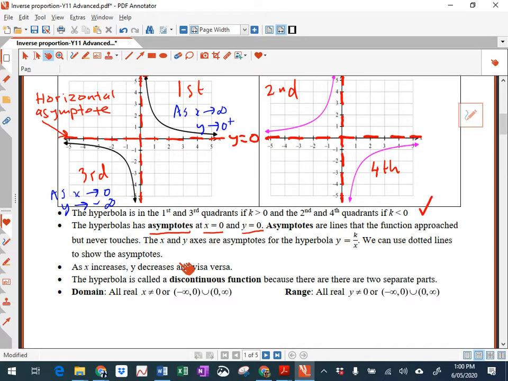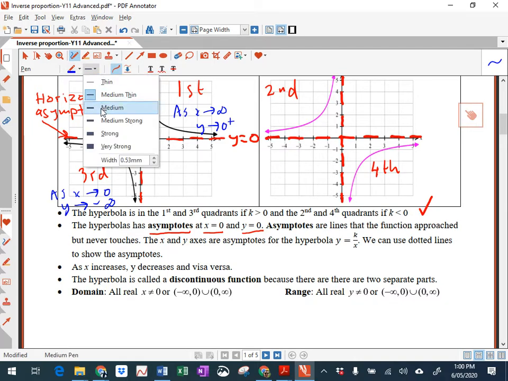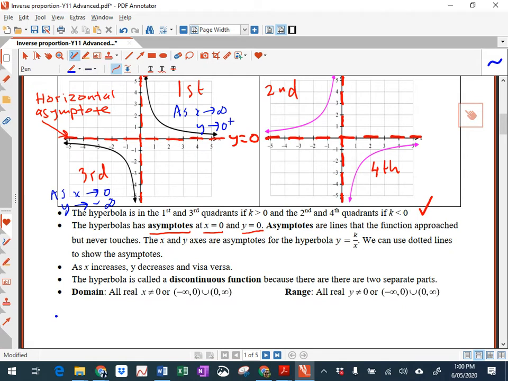And one way of thinking about that is why is x not allowed to be 0? Well, if you think back to some of the basic rules of mathematics, we can't divide by 0. So if I have y equals 2 on x, now I can't divide by 0, so straight away, just by inspection, x cannot be 0.